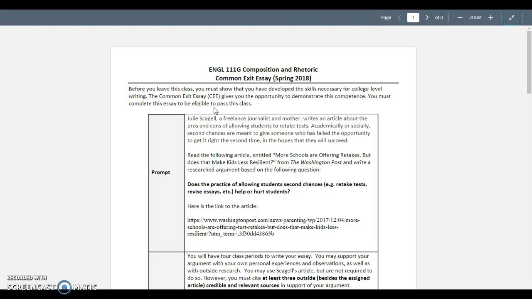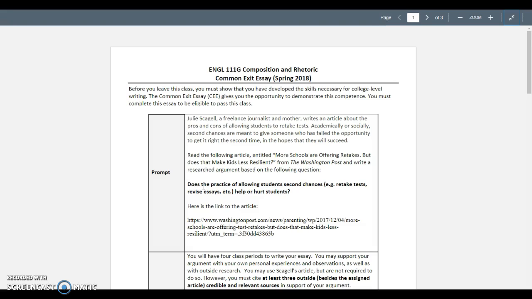If it's a no pass at that time, you get one more chance to revise it. At that point, I can work closely with you to help you revise it. You can go to tutoring, and then the second revision is due with your portfolio. At that time, if it's still a no pass, then you have to retake English 111 again.